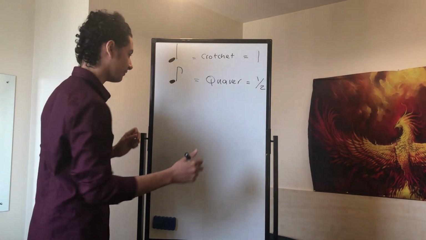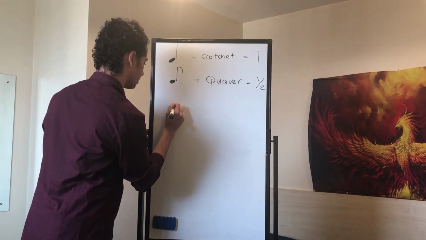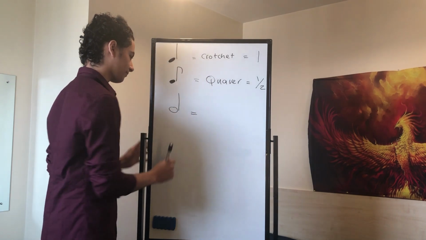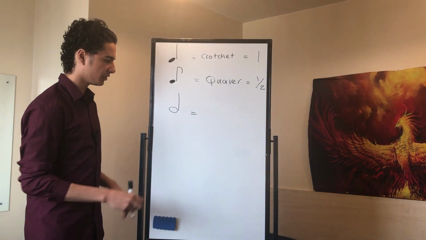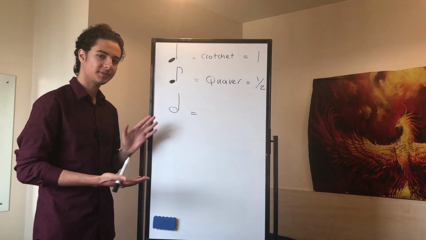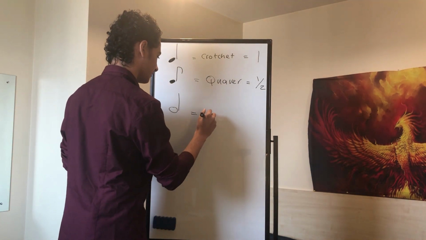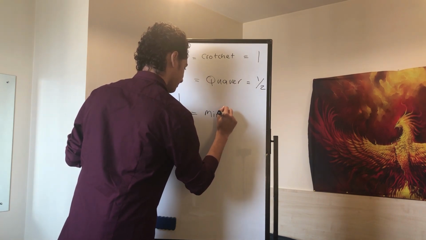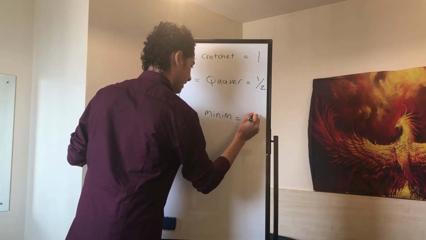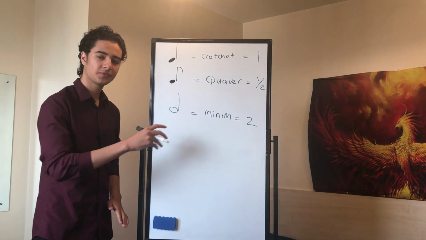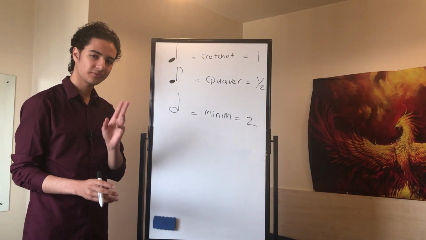Now we next have quite a different symbol, where it's actually an empty circle with a stem. So the shape is quite similar to the crotchet, but it's an empty circle. Now this has a very different meaning, and it's called a minim, and that's worth 2 beats, right? So every time you see a minim, you're holding that note down for 2 beats.